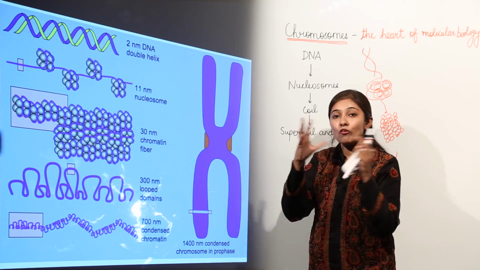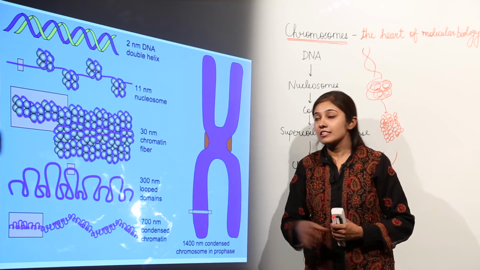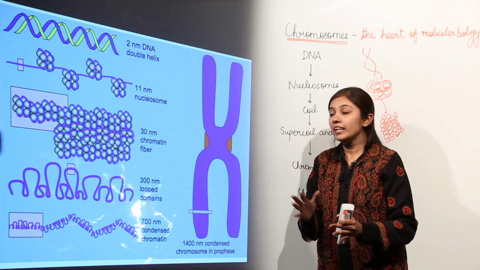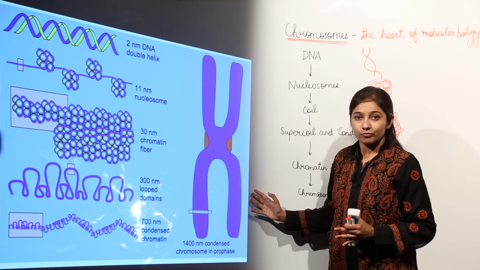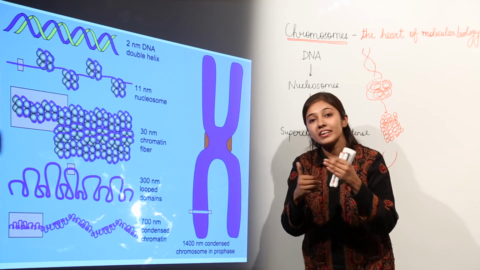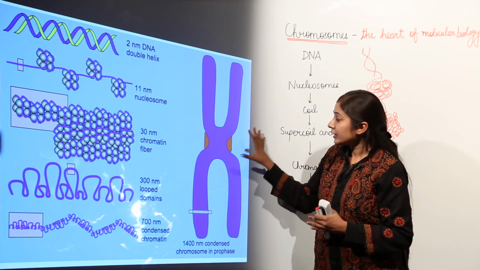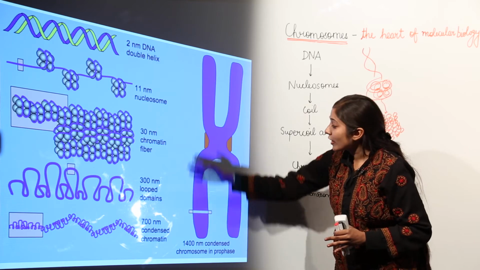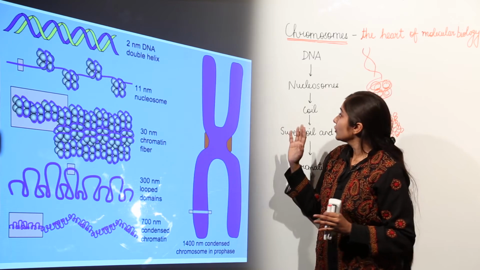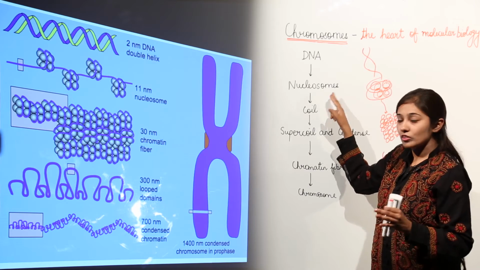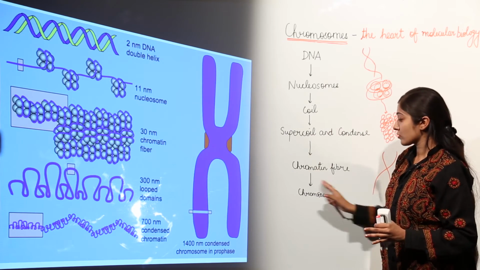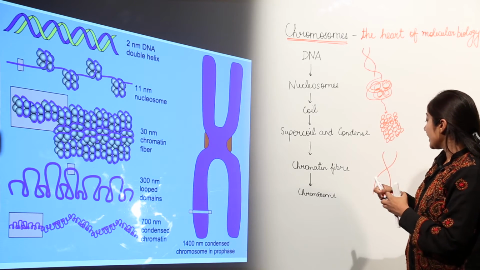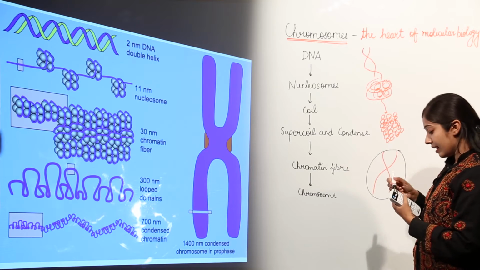Condensed chromosome in prophase. As I told you, during interphase, the entire chromosome structure is not visible. During prophase only, you can see these chromosome structures. So during interphase, the cell is preparing to divide, right? So after the interphase, when prophase is there in cell division, you can see these structures, that is a chromosome. So remember, DNA to nucleosome, nucleosome coils, supercoils and condenses, it forms chromatin fibers, and finally it forms chromosomes, and these chromosomes are located in the nucleus of the cell.